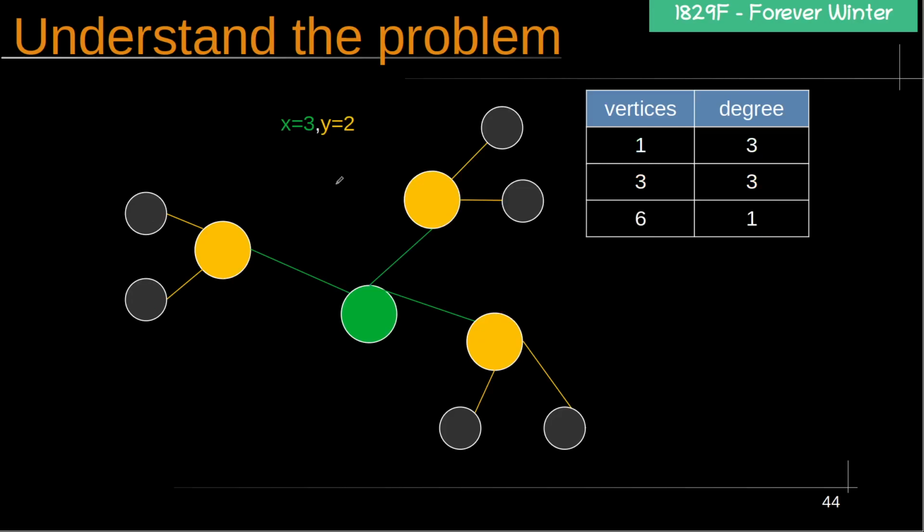Let's take another example here, and we do the same thing. We have one starting vertex of degree 3, which is in green here. Then 3 center vertices of degree 3, each one.